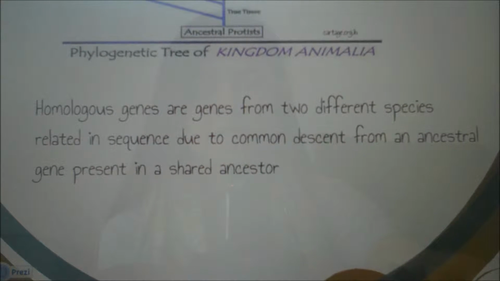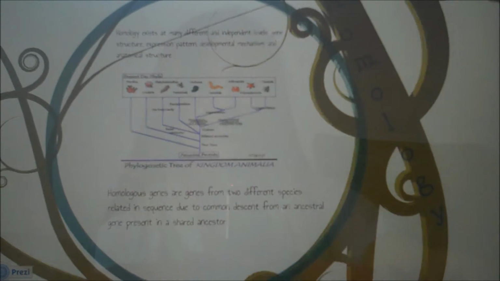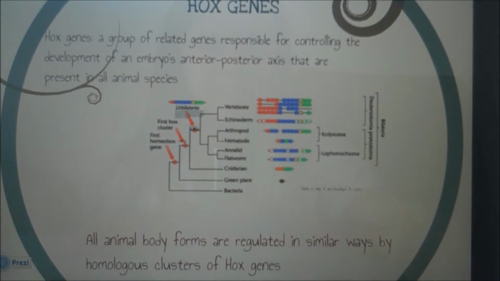Homologous genes are genes from two different species related in sequence due to a common descent from an ancestral gene present in a shared ancestor. Hox genes are an example of a homologous gene in animals.